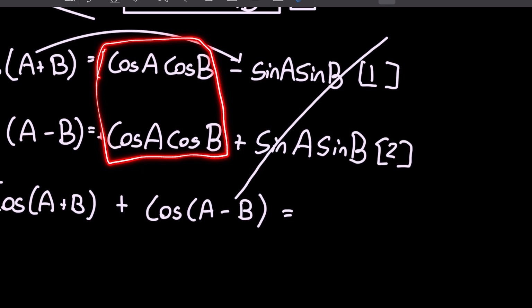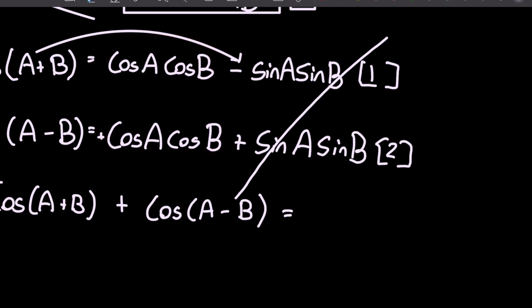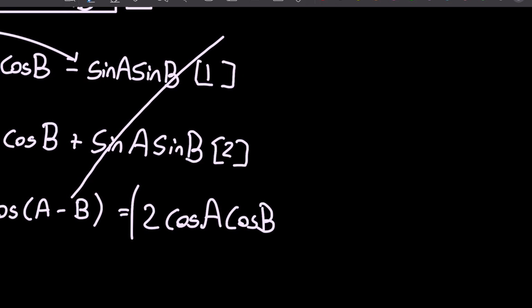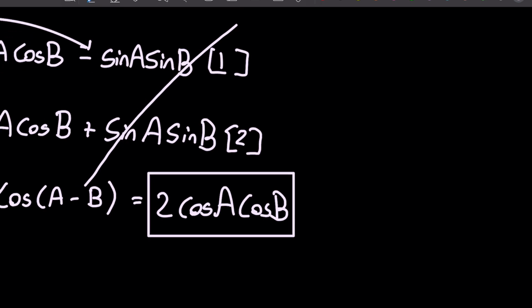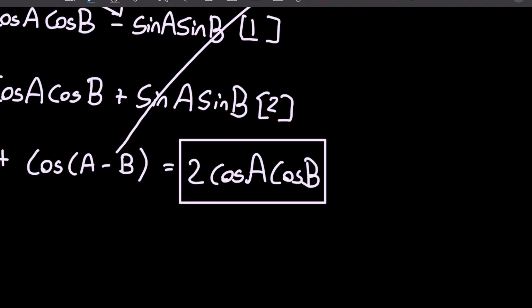Well, what would that be equal to? Well, it's just going to be equal to 2 cos a cos b. And again, this is another one of our products as sums and differences. Well, this one's a product as a sum, okay. So this is going to be our third equation that we have found out.